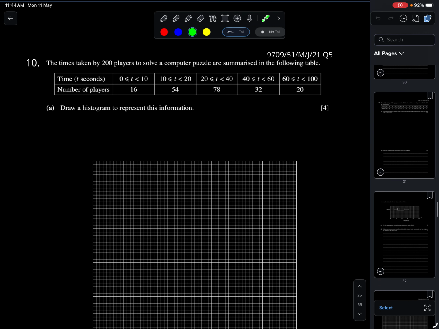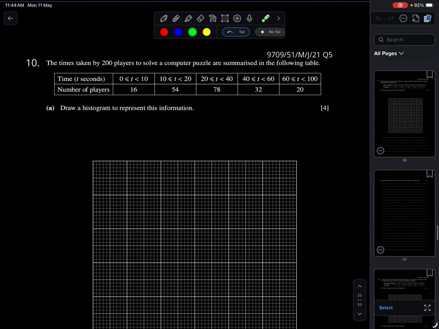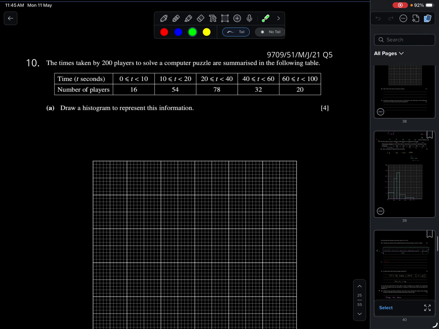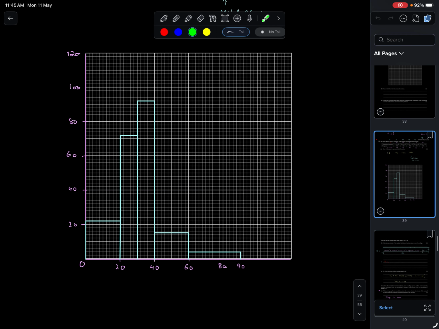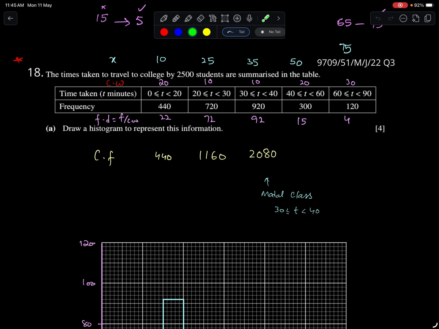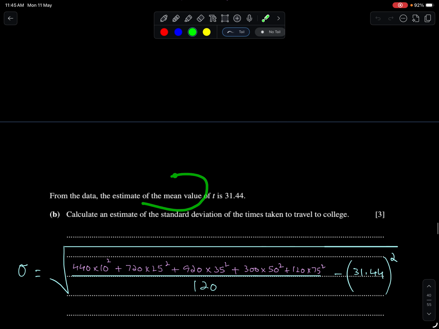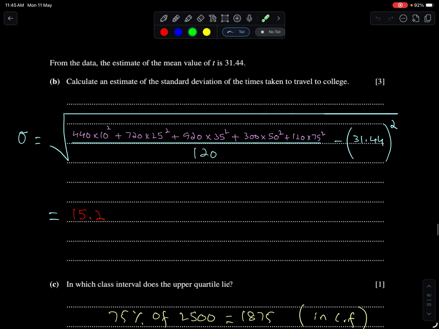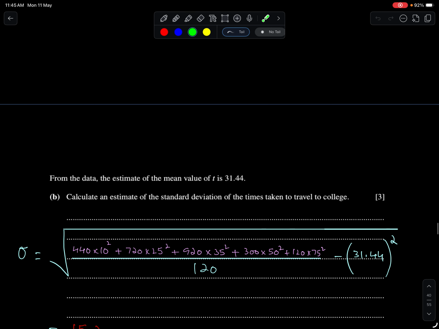Let me find a question. Mean and variance like this. Here the histogram data, continuous data, is given and we have to find the mean and then the standard deviation. In fact, the mean is given, and the standard deviation is required. So this is the formula of standard deviation.